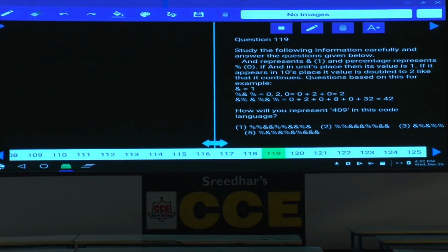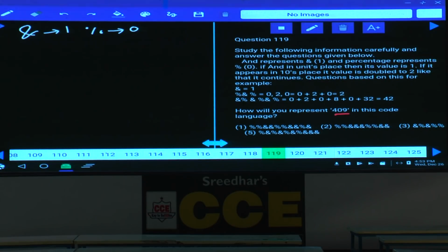Now, this end is represented by 1, and what about this 0 here? End is 1 and percentage is 0. These are the only two symbols that are used in order to represent any number. Then how will you represent 409? Tell me how to represent this 409.